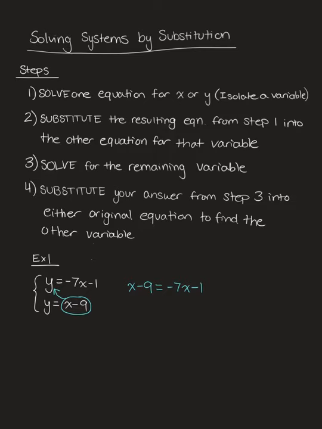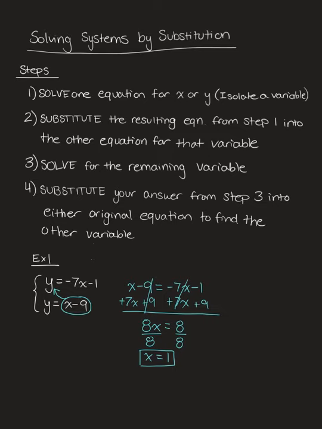Then we solve for this variable. So we can solve for x. Okay, by doing some cancellation here, we get 8x is equal to 8. Divide by 8. x is equal to 1. So this is your first solution.